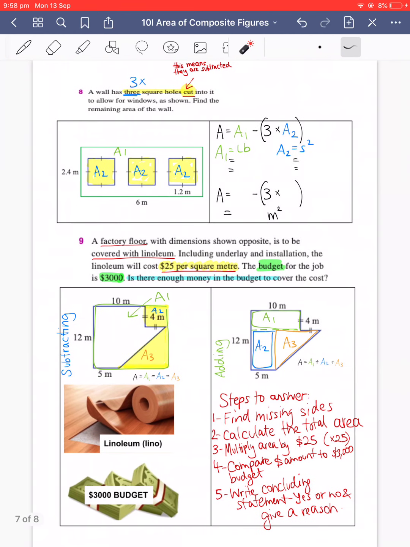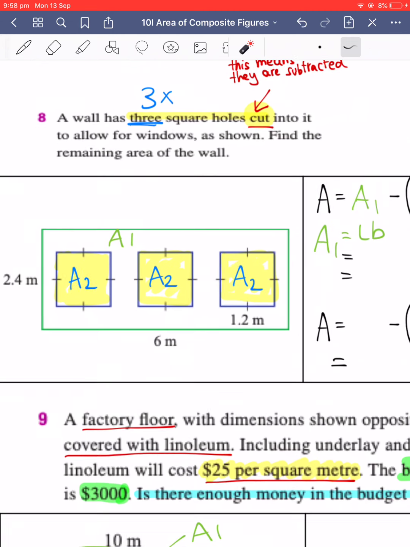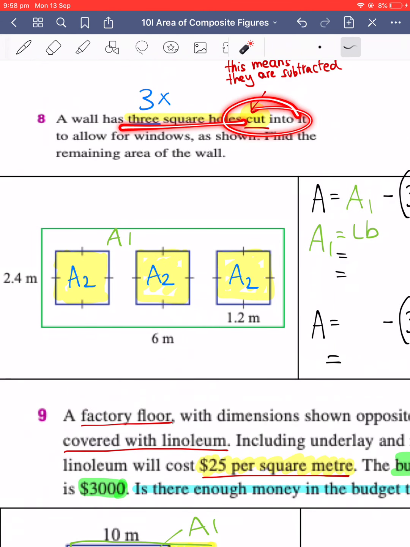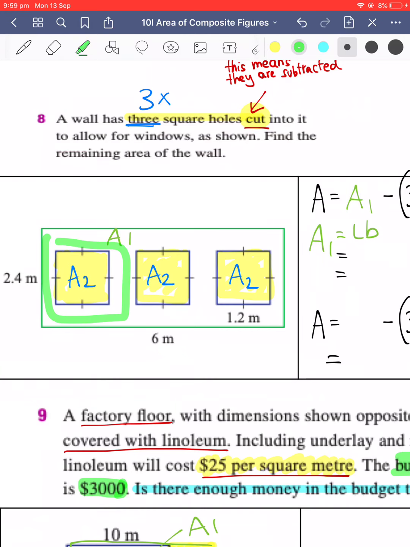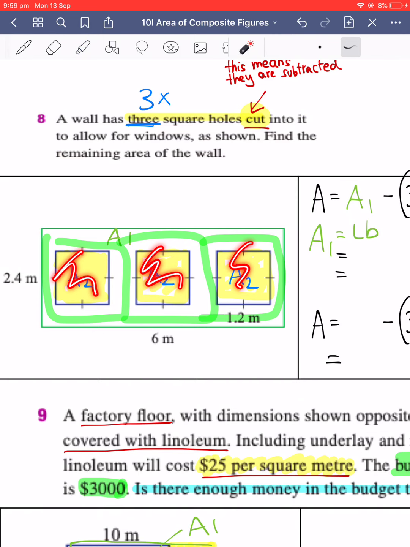Okay, last 2. So again, this is more about process. So a wall has 3 square holes cut into it to allow for windows, as shown. Find the remaining area of the wall. So the remaining area, I'm going to colour it in, is actually this entire section. So it's the rectangle, but I'm taking these out.